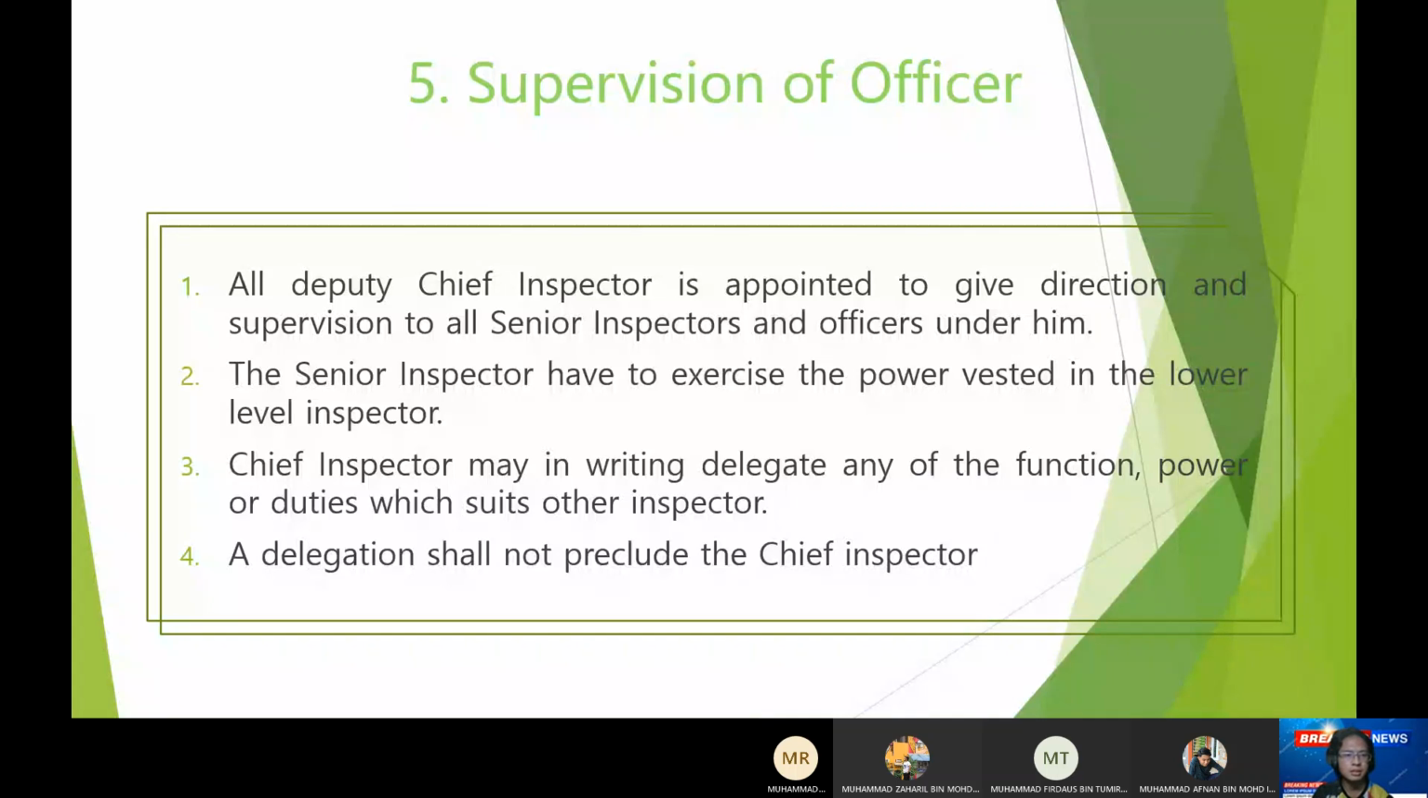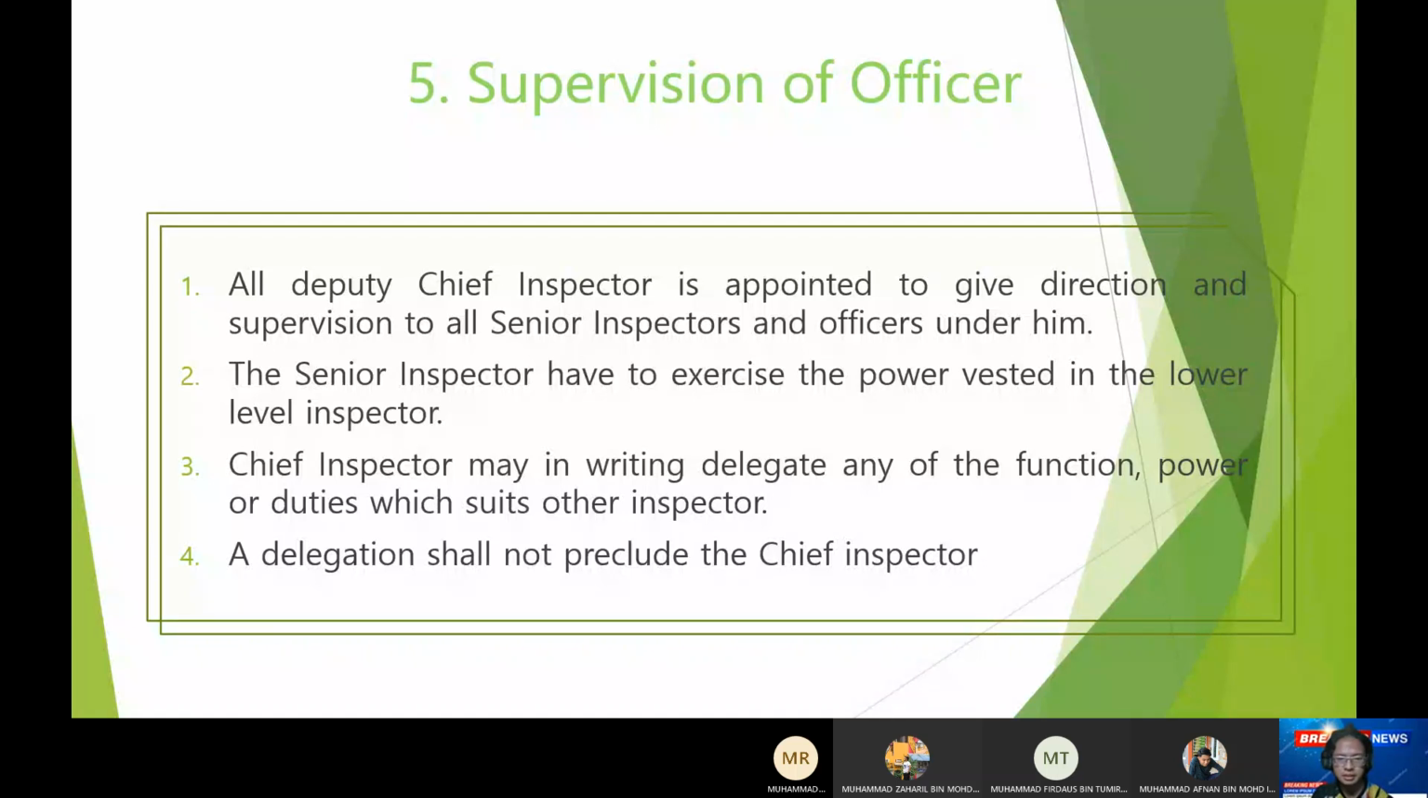This includes that all deputy chief inspectors are appointed to give direction and supervision to all senior inspectors and officers under him. That means the chief inspector, as the highest in the organization, must lead their colleagues and their workers under him. The senior inspector has to exercise the power vested in the lower level inspector. That means the senior inspector must help the chief inspector to guide the lower level inspector under him too.